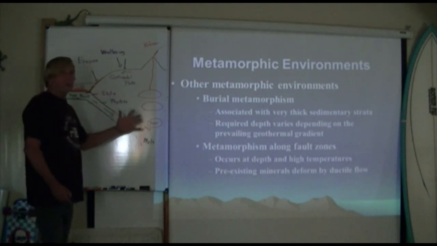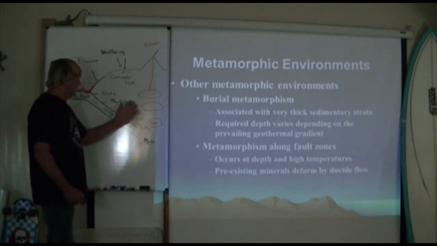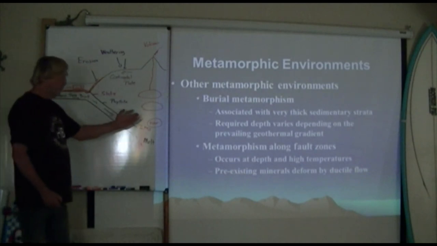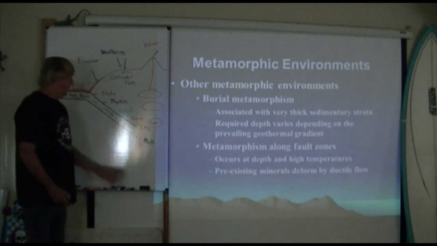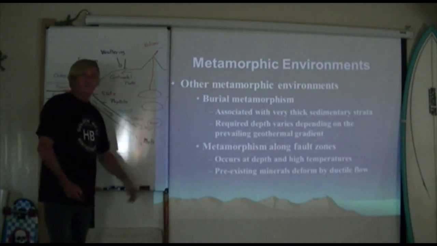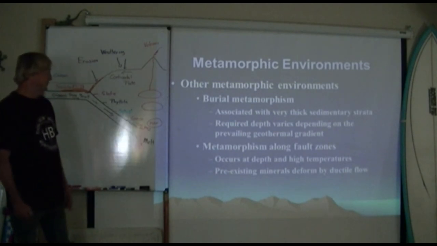It's all dependent on temperature. So slates are always going to consist of clay minerals. Phyllites are going to consist of muscovite and quartz. Schist is going to have garnets and the biotite. And gneiss is always going to have amphibole and potassium feldspar. It's all based on temperature.